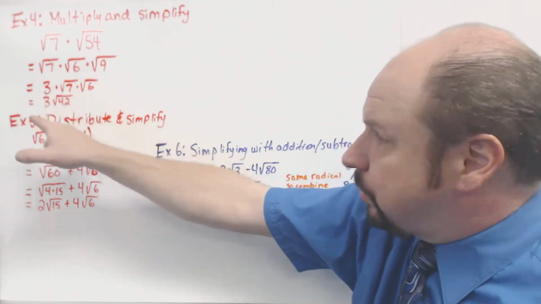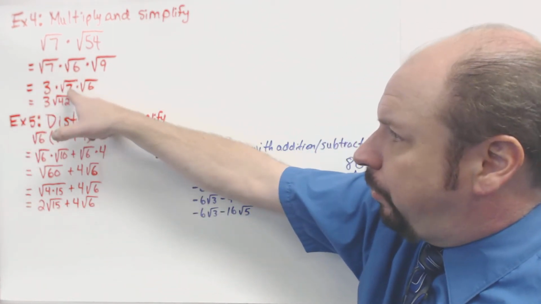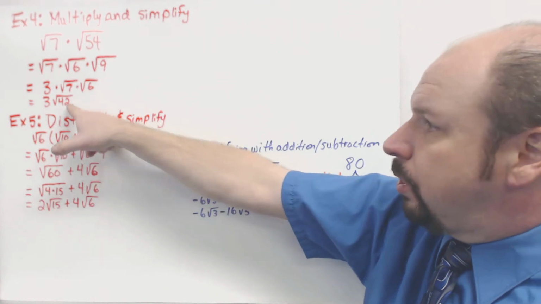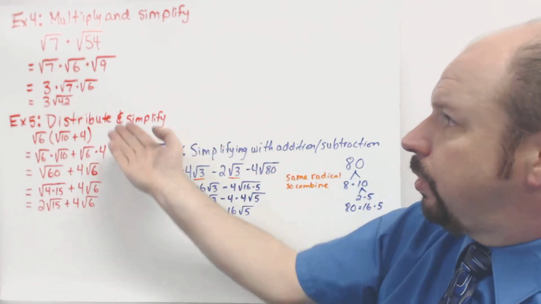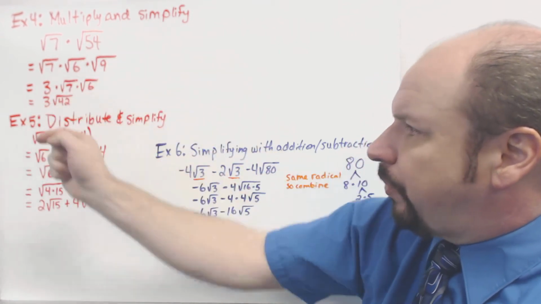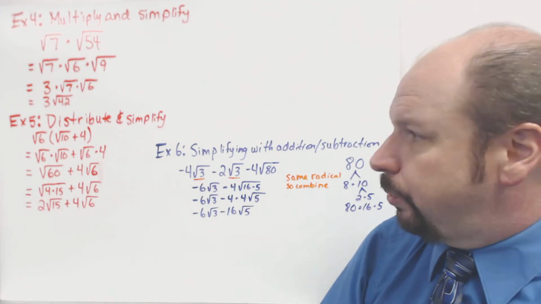So take the square root of 9, that's 3, leaving us with square root of 7 times square root of 6, which I mentioned is the square root of 42. So altogether, simplifying this, we get 3 square root 42.